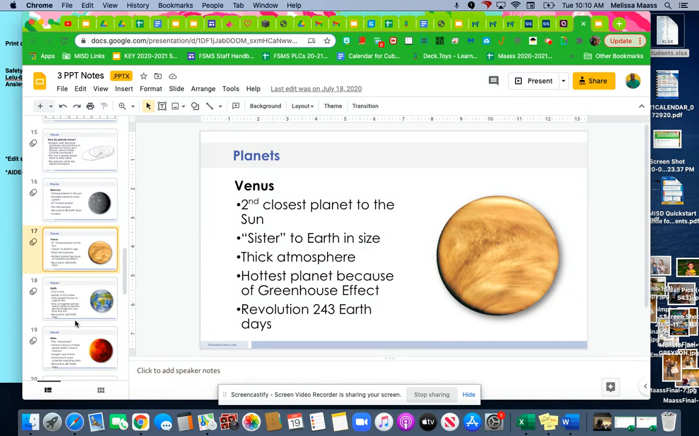But Venus is literally considered the sister to Earth because of its size. Venus and Earth are pretty similar in size. Venus is going to be your hottest planet because it has a crazy good greenhouse effect where it traps heat so insanely that, to tell you the truth, on Venus it rains metal at times. It's that hot.